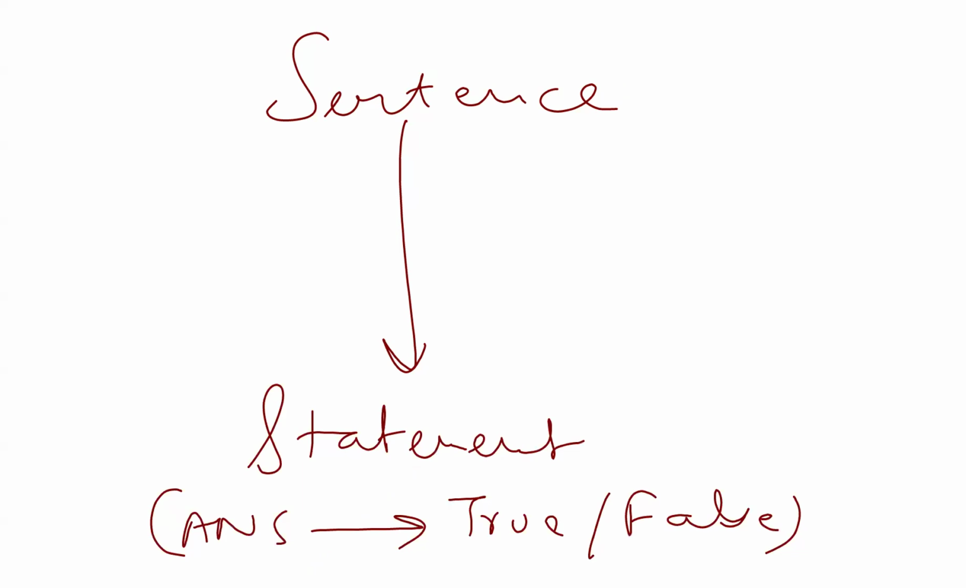So, a sentence in logic, you can write this in your own words. A sentence in logic is a statement if we get a definite answer, true or false. Even if it is false, it is still a statement.